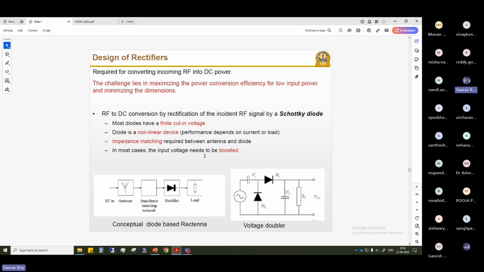Now here you don't have any biasing, because if you provide biasing to an energy harvesting circuit itself, that is like nothing. It does not make sense. So how does this rectifier work? What do you think? How is this rectifier working?